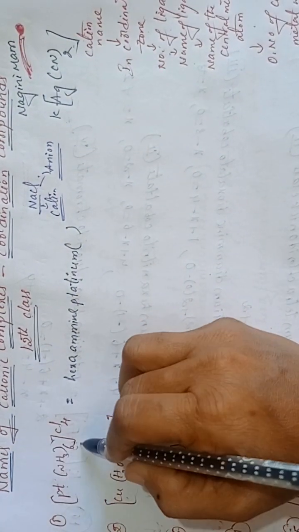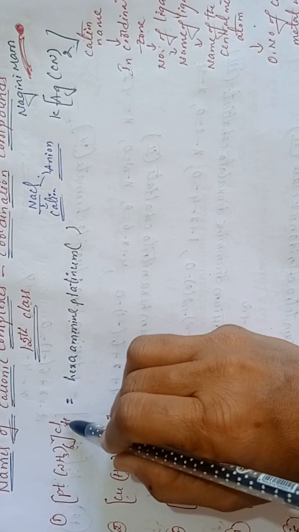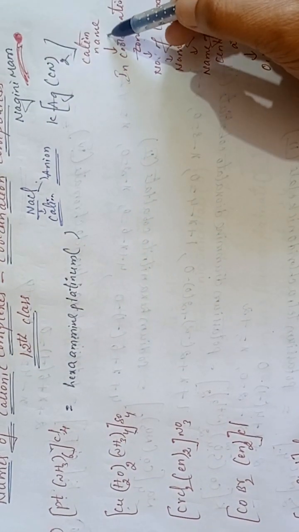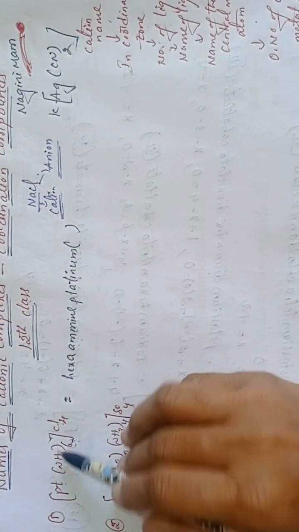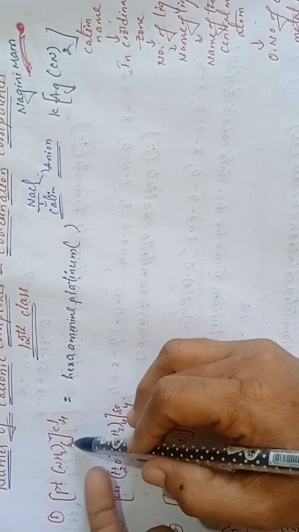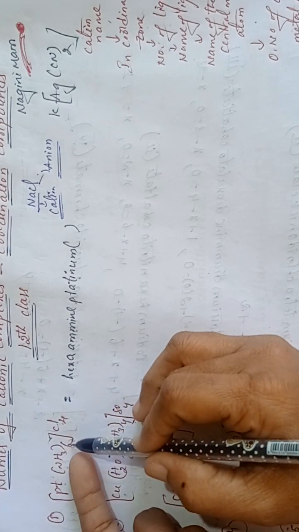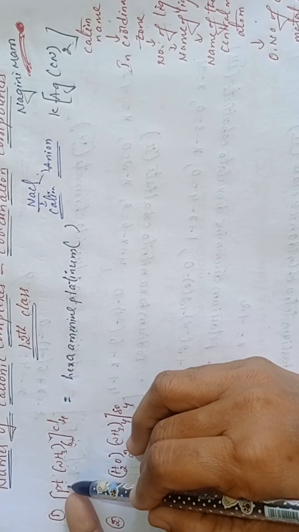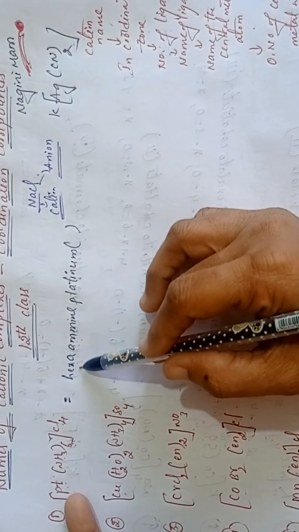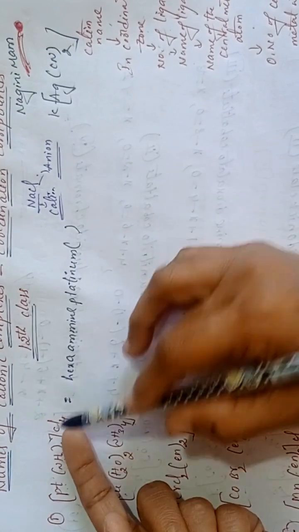Next, this is completed. Now the anion name. See students, the cation is named first. Cation name completed. In the coordination zone we have to follow: first, number of ligands and name of the ligand. Next, name of the central atom. Next, oxidation number of the central atom. So completed. Okay, next one, this is chloride.